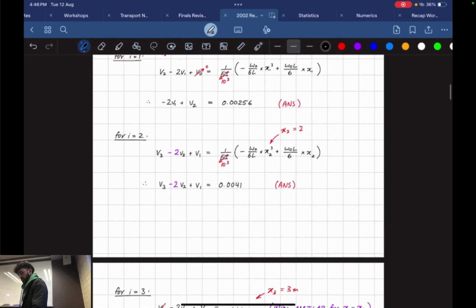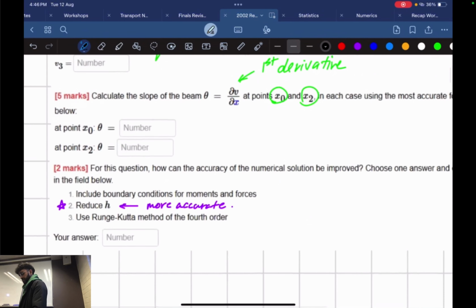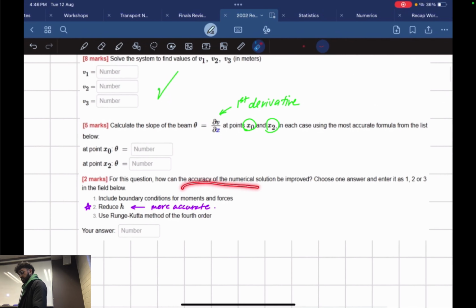There's actually one more part of the question, the very last part. For this question, how can the accuracy of the numerical solution be improved? Including boundary conditions doesn't really matter, you're going to get the same answer. Reducing h does help. Using the Runge-Kutta method isn't relevant. Anyways, I'll explain why 2 is correct as well.